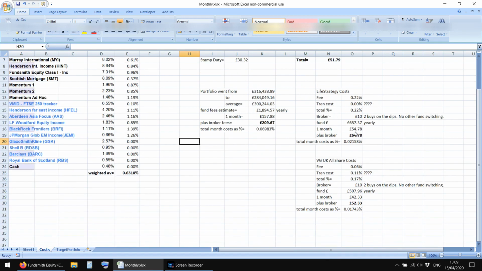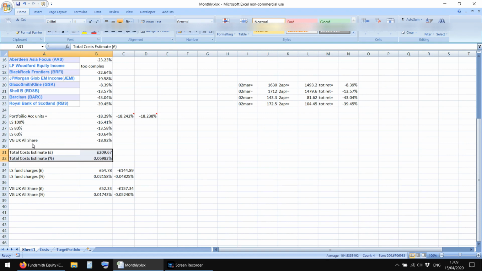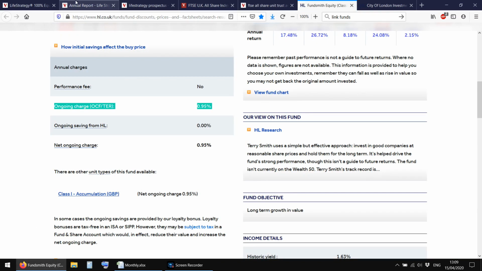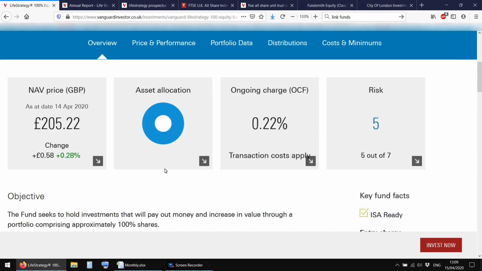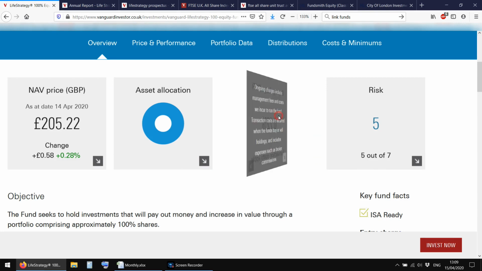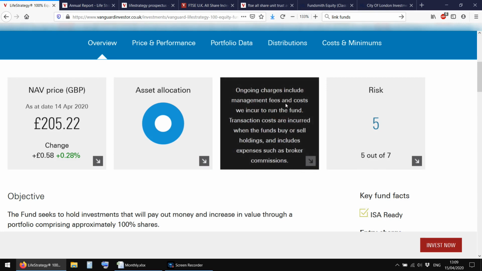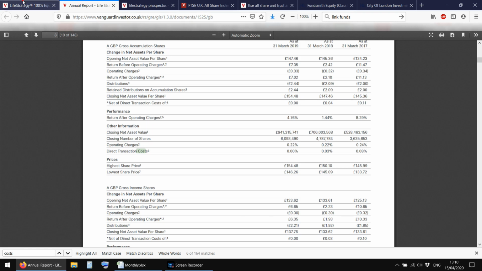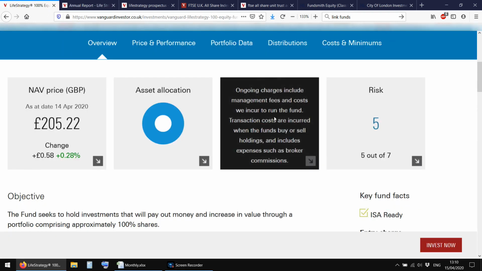Now, for comparison, as it happens, the two I had before was the Life Strategy Funds and the Vanguard UK All Share. So I've done a similar thing. But when I went to the website for the Life Strategy, it says ongoing charge 0.22%. And then you hover over here. Oh, it used to. Oh yeah, you do that. Ongoing charge includes management fees and costs we incur to run the fund. Okay, so that kind of makes sense. I think that might include the transaction cost. Because I think I misread that earlier on. I think I read that as being the transaction costs aren't included.